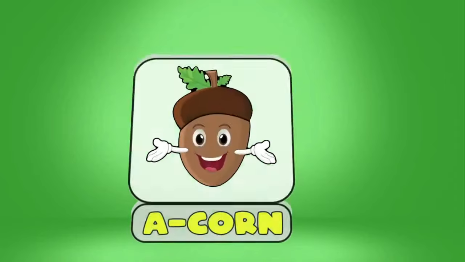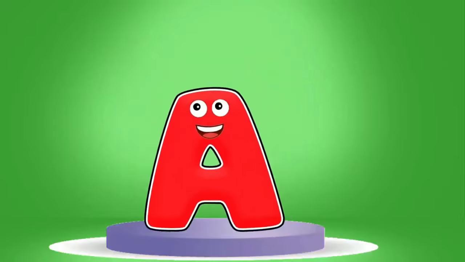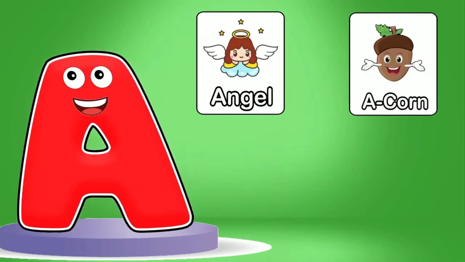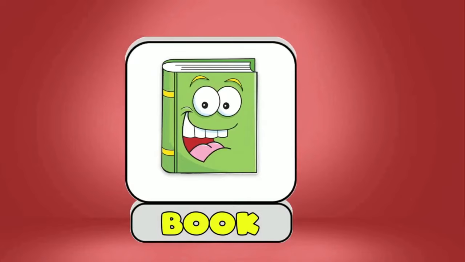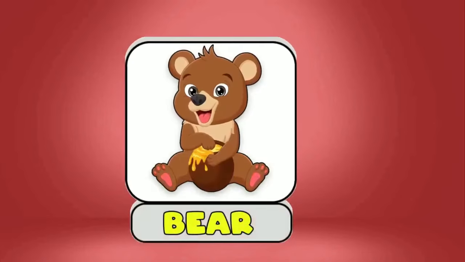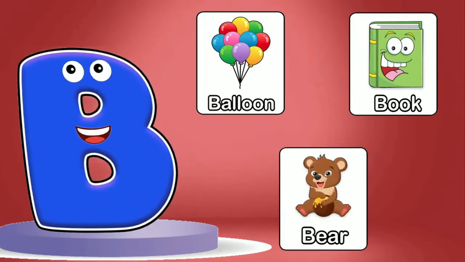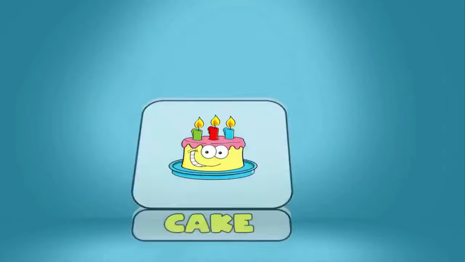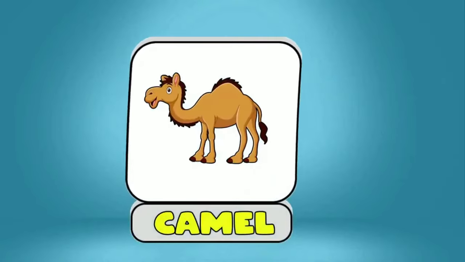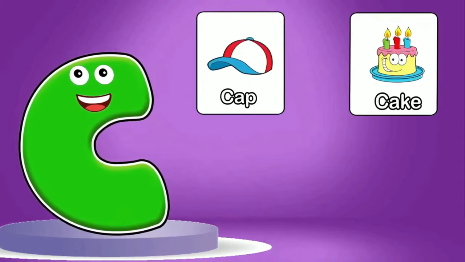This is A. A is for angel, acorn, award. A. Angel, acorn, award. This is B. B is for balloon, book, bear. B. Balloon, book, bear. This is C. C is for cap, cake, camel. C. Cap, cake, camel.